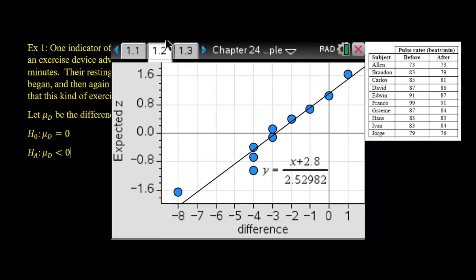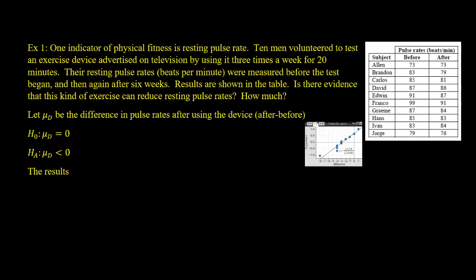First, we'll look at the normal probability plot. Looks pretty good, pretty linear. There might be an outlier there at about -4, but that's not a huge deal. The results are paired, and the sample can reasonably be considered representative.